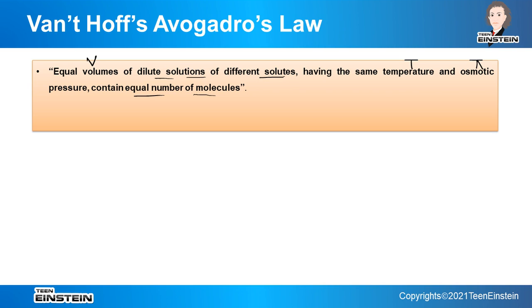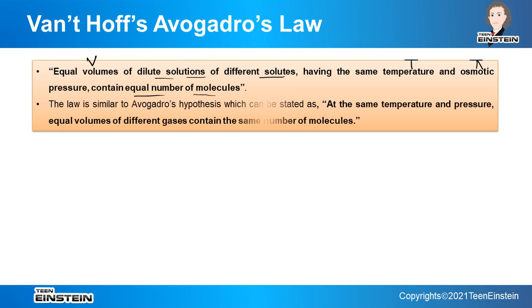But what is Avogadro's law? According to Avogadro's law, which is very similar to this law, at the same temperature and pressure, equal volume, that is V is also the same, different gases contain the same number of molecules. So you can find the similarity. What is the only difference? Here it is a dilute solution of different solutes and here it is different gases. That is the only difference. Otherwise these two are very similar to each other.